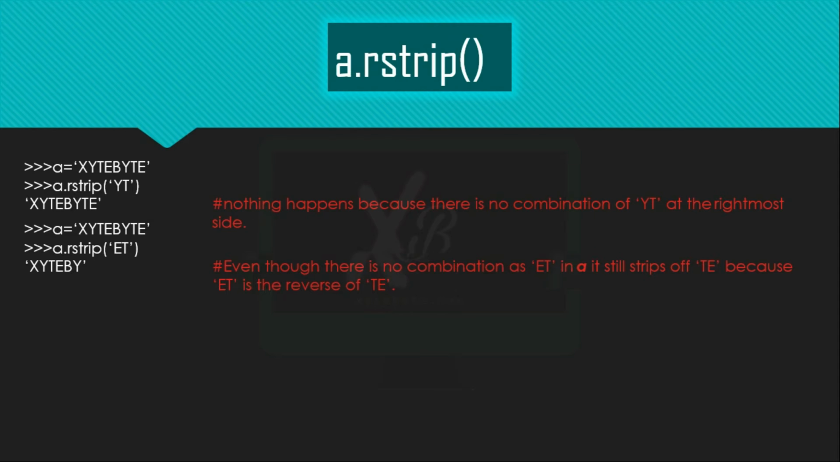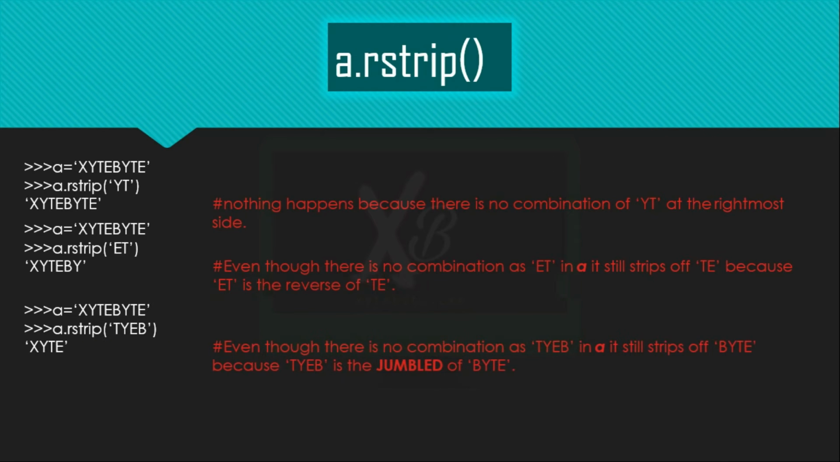Then we have a.rstrip("et"). Now you see that there is no et at the right side, but we have a combination of that, the reverse of that, te. Do we have te? Yes, we have te. So we have removed te. Even though there is no combination of et in a, it still strips off te because et is the reverse of te. Next, a.rstrip("tyeb"). Even though there are no characters in exactly the same order as tyeb, we have the jumbled version of it, that is byte. So it removes byte from the right hand side.